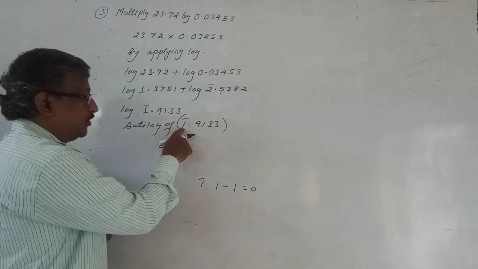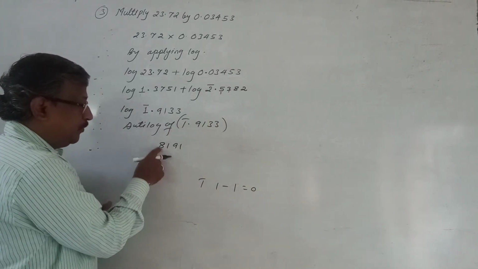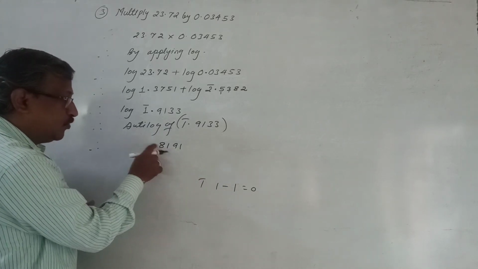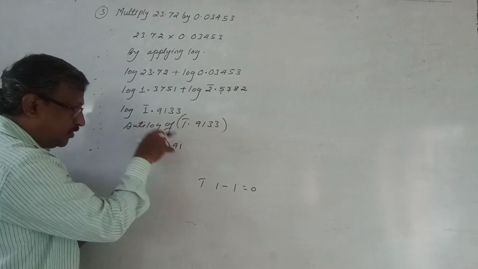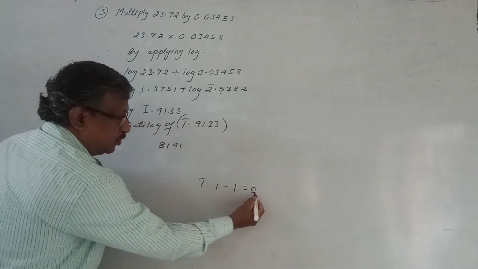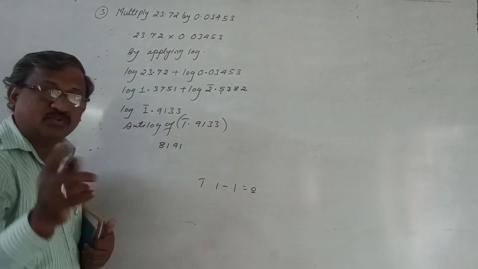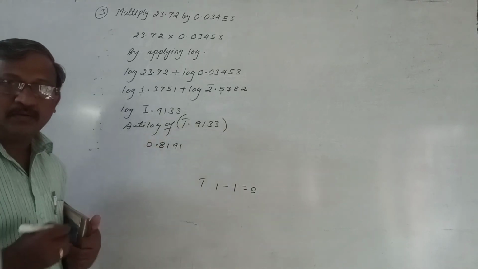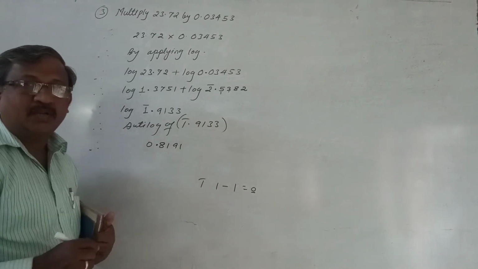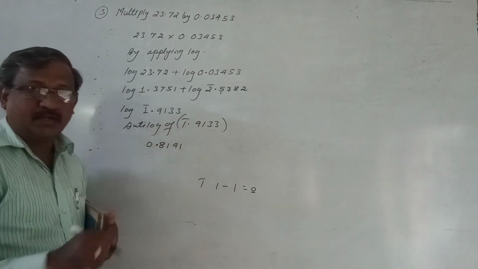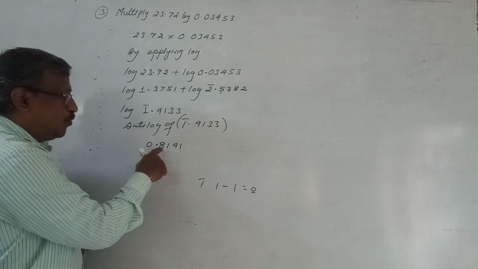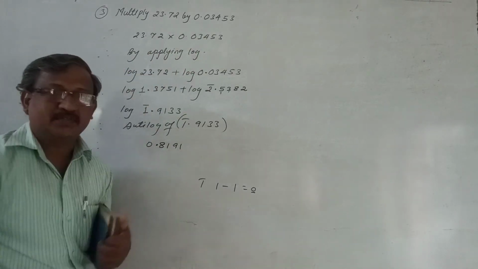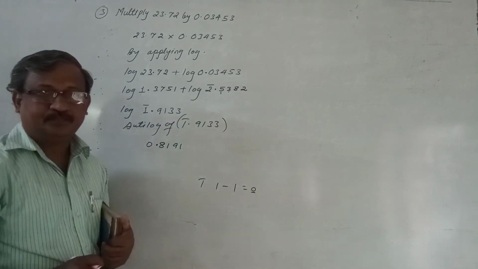So whenever the characteristic is negative, the decimal point we have to give before these digits, not after, right? So this 0 indicates there should not be any zeros after the decimal point. We simply give the decimal point before the digits. So this is how you place the decimal point when the characteristic is negative. Clear? So the value comes to 0.8191. If you multiply these in the calculator, it will also give the answer 0.8191.